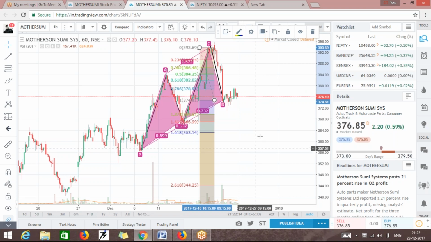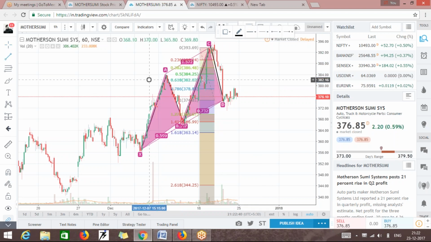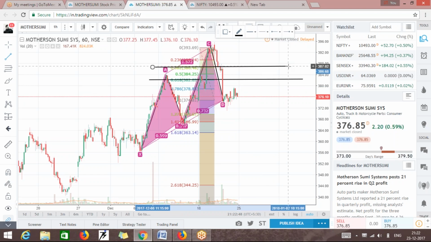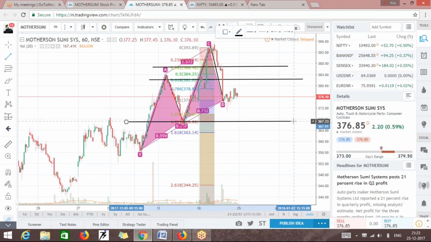Now coming to the stop loss, and the targets we have discussed. The first target would be at 0.618. This is the first target. The second target would be at 0.382. This is the second target. And the stop loss would be exactly at this level, that is 367.